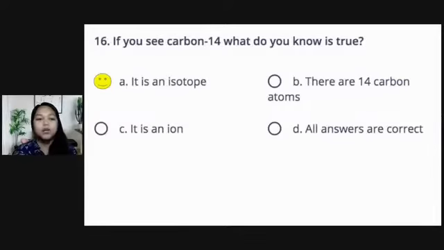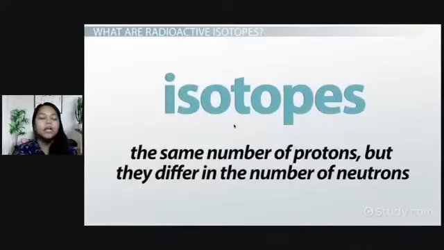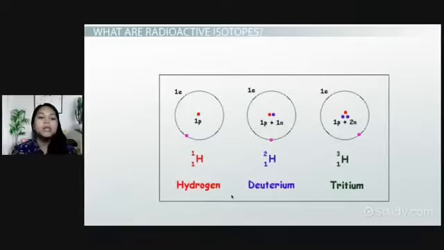Let's take a look at your next slide. Now when you say isotopes, these are elements with the same number of protons but different number of neutrons, and so their atomic mass would be different. So say you have these 2 or 3 different types of atoms, pare-parehas po yung number of protons nila. Pero iba yung number of neutrons nila.